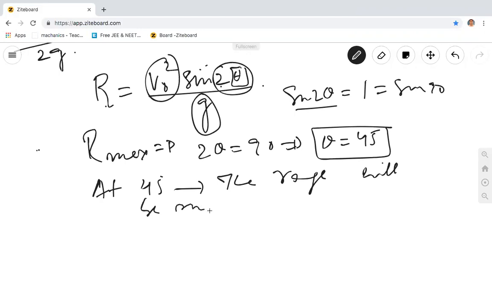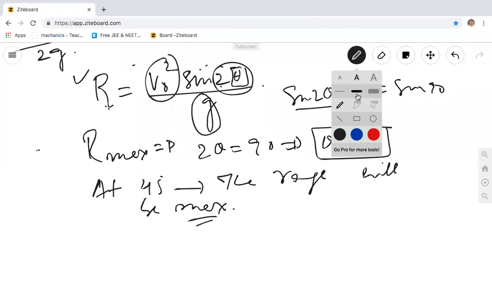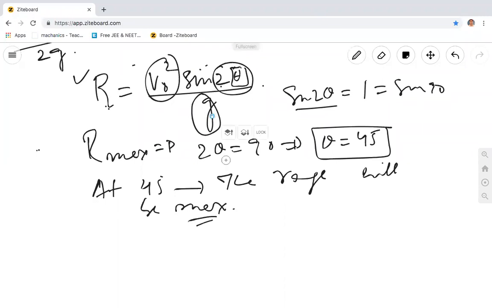Obviously, if you change one parameter, the other parameters have to remain constant. You can't change all the parameters at the same time and tell the dependence of range on something else. If you want to find the range dependence on velocity, these two things have to be constant. If you want to find the dependence on theta, these two things have to be constant. You understand that? Yes, sir.